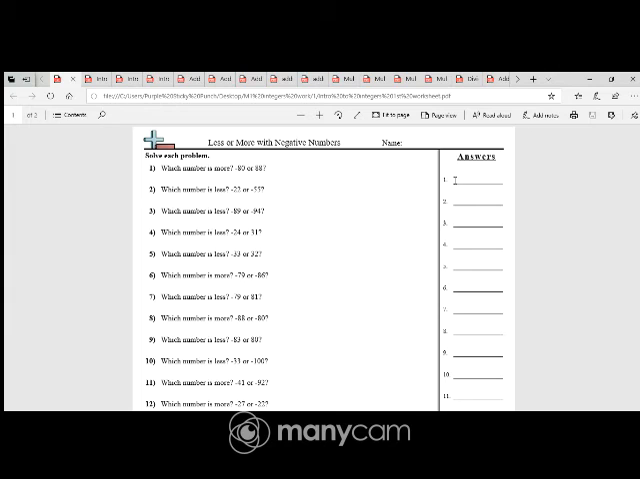Number two, which number is less? Negative 22 or negative 55? And this should be negative 55 is less than negative 22.